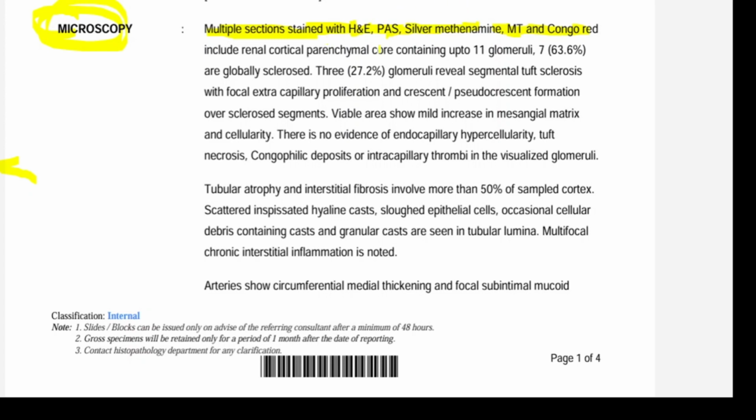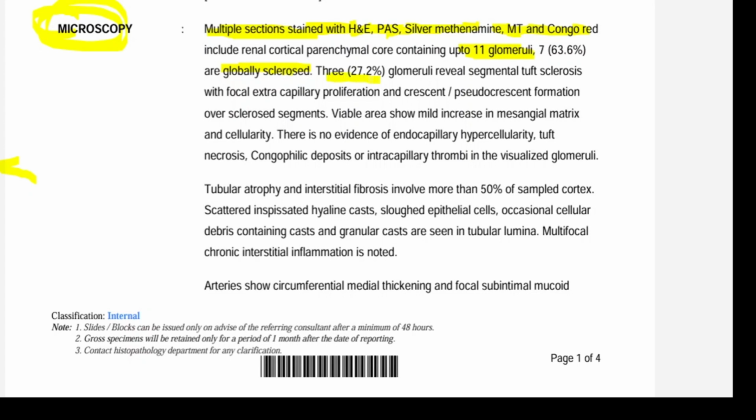So what they are saying: cortical parenchyma containing 11 glomeruli, out of which 7 are globally sclerosed. Sclerosed means you could not make out anything. It is totally sclerosed. So it is very difficult to interpret the structure. So out of 11, 7 are gone.